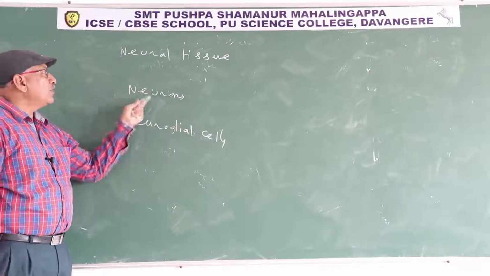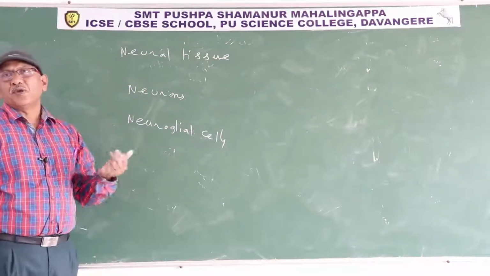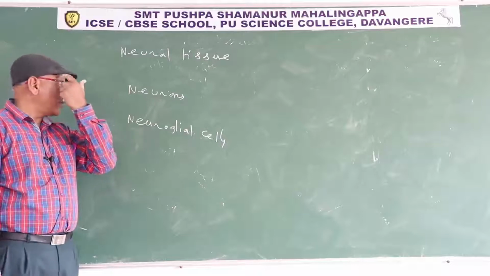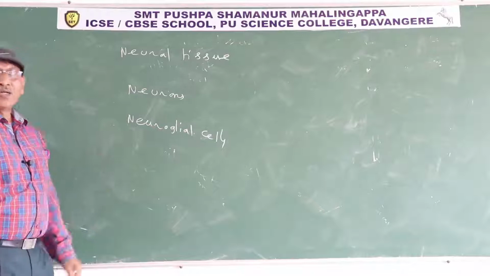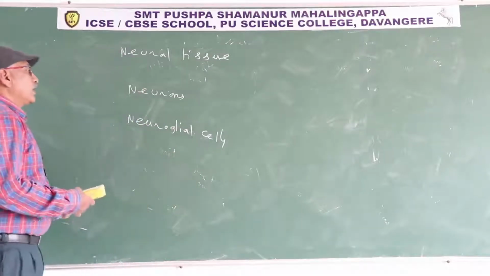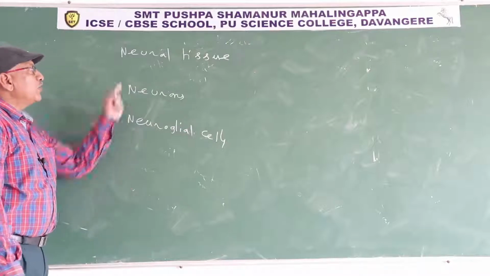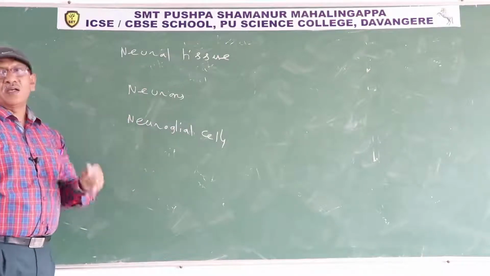What are the units of neural tissue? Maybe one more question. Units of neural tissue. Neurons are the units of neural tissue. Neuroglial cells are more than 50% of total cells in neural tissue. They protect the neurons.